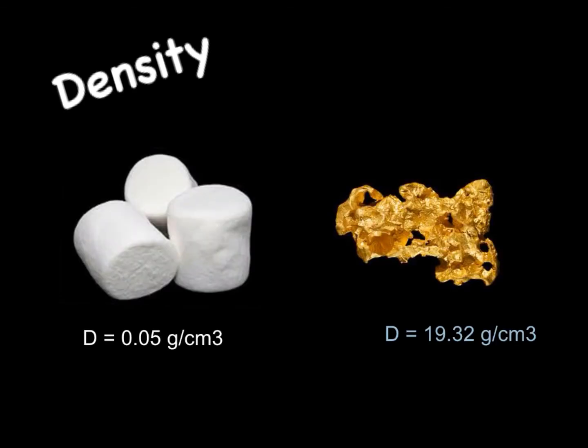Density is a property that looks at how massive a substance is compared to how much space it takes up. Let's compare the density of marshmallows to the density of gold. You can see that marshmallows are much less dense than gold is. So what does that mean?